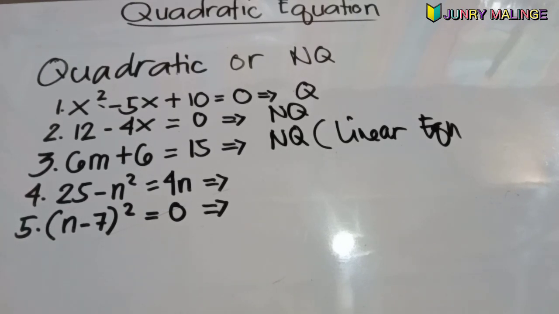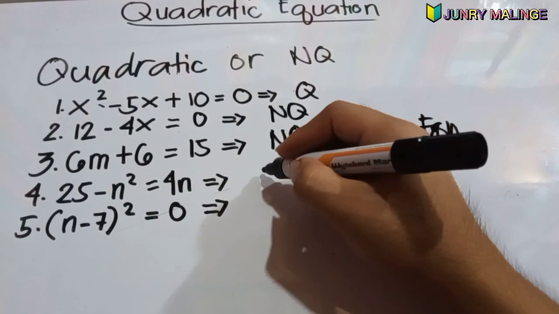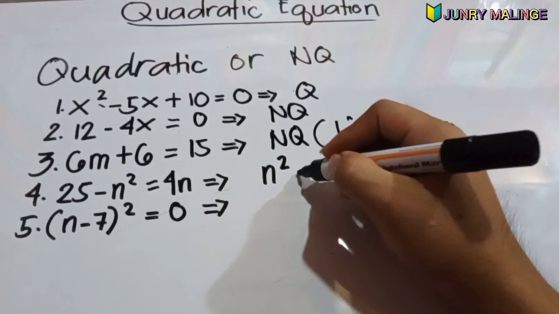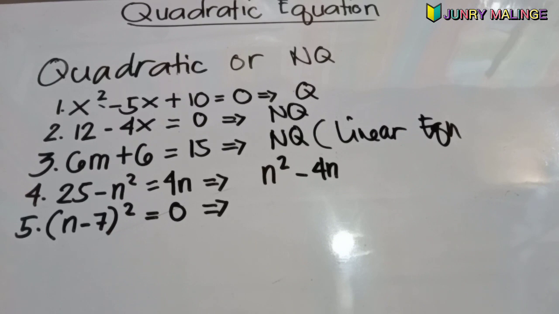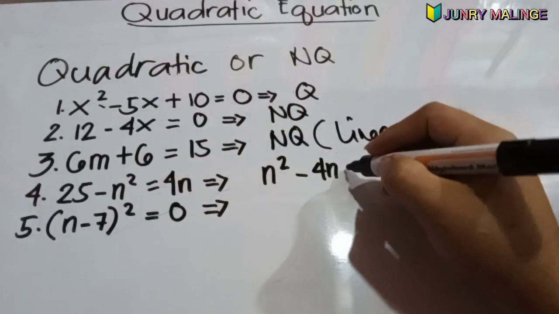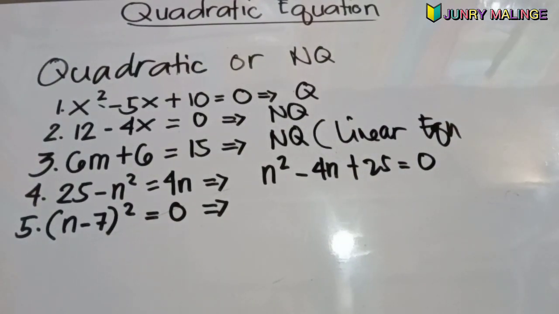As you can see, meron kayong nakikita na degree of 2, but hindi siya naka-standard form. So, i-apply natin ang subtraction property of equality. Meaning, ito ang ating standard equation, that is n squared minus 4n. Kasi bakit nagiging negative 4n? From positive 4n transpose to the other side, that should be negative 4n plus 25 equal 0. So that is a quadratic.